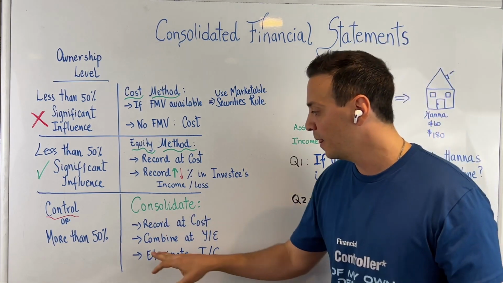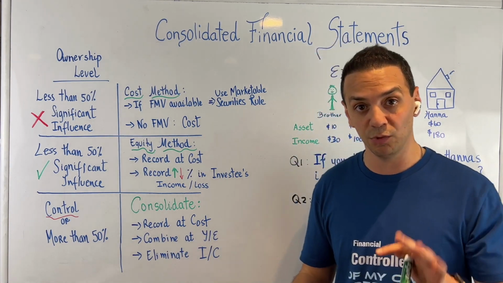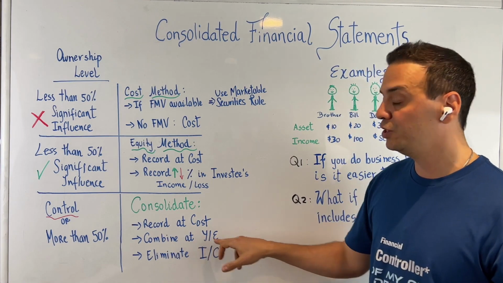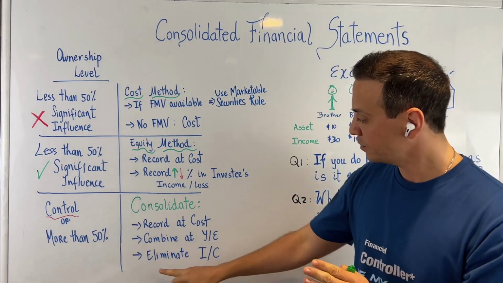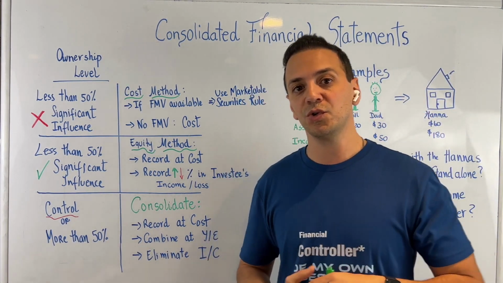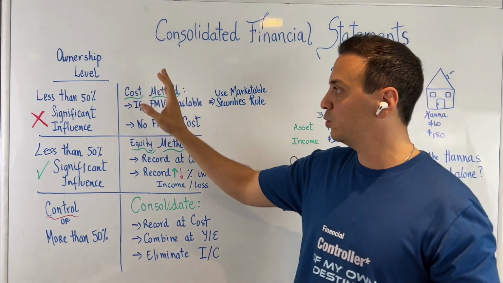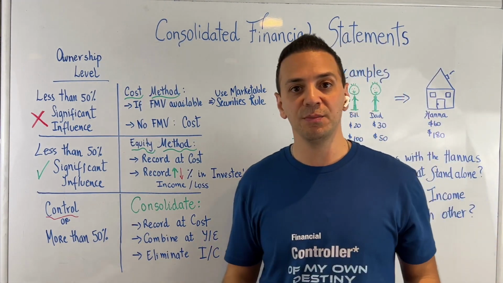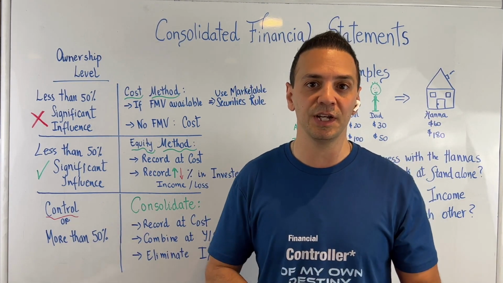So consolidation implies that you're going to be recording the investment at its cost, and we'll go through an example in a minute here. Then you're going to combine the income statement and the balance sheet at year end, and you will eliminate intercompany transactions. That's the example we'll go through here in a minute. So this is a quick matrix, a cheat sheet for you to know when to use the cost method, equity method, and consolidation. Now let's jump through an example of how to consolidate a balance sheet when you make an investment in a subsidiary.